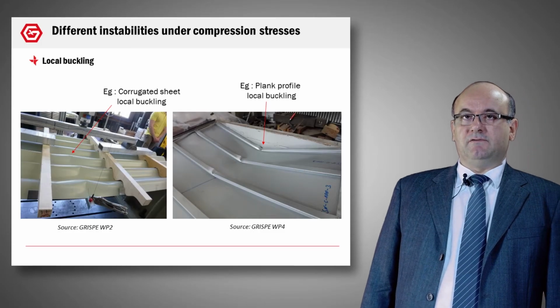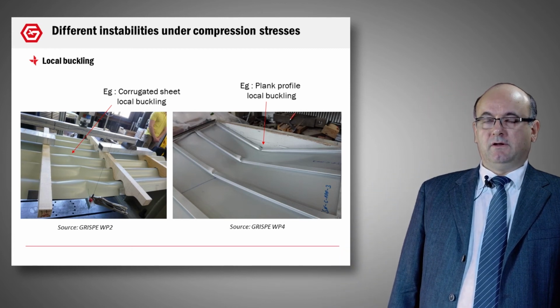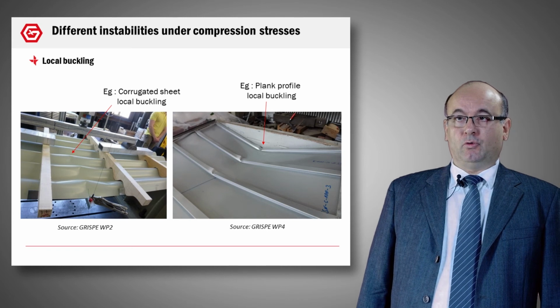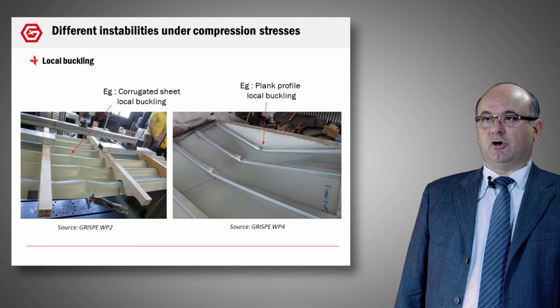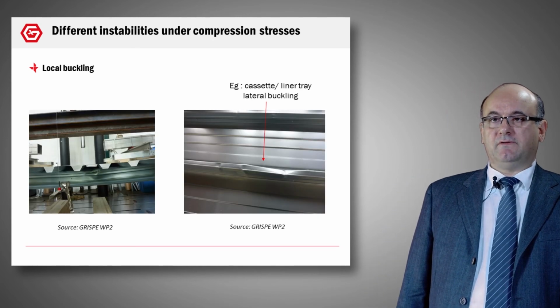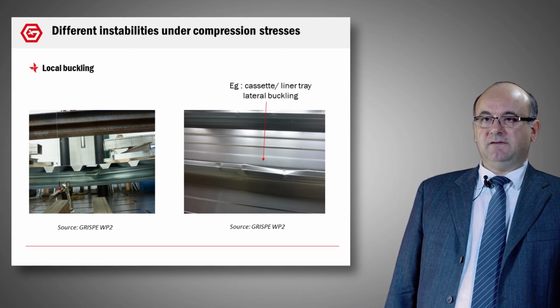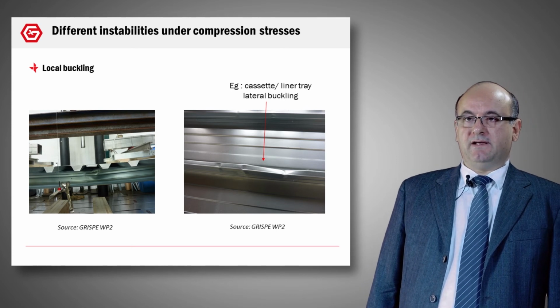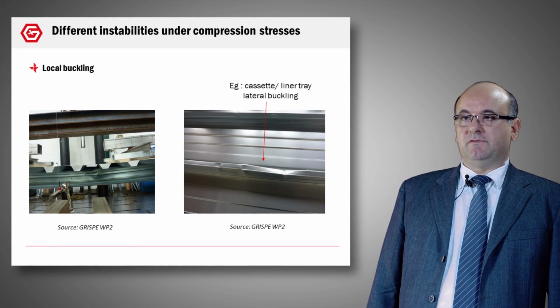As we have seen in the tests some slides before, very often a local buckling occurs. For example, on the corrugated sheet, you can see a buckling here. We have the same behavior on a plank on the right. Another example concerns the liner tray. Here it's a global test, and you can see that the top of the flange has a buckling, and we see this also in the figure on the right.